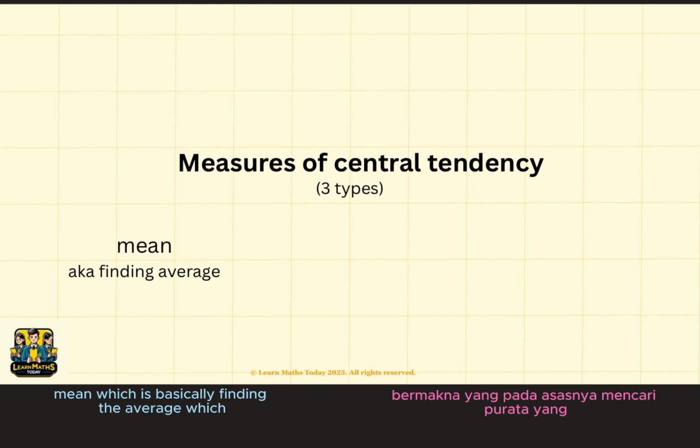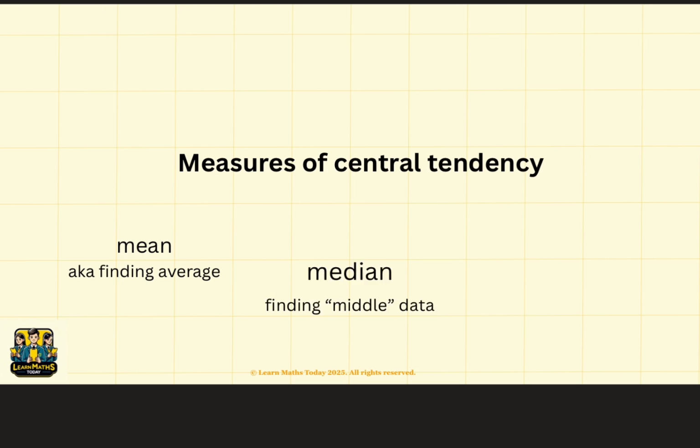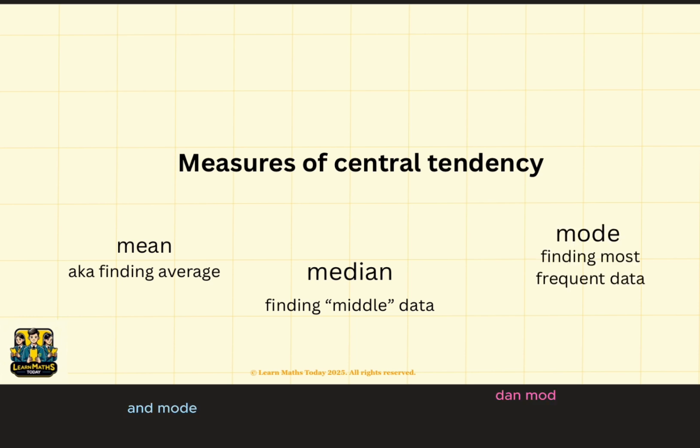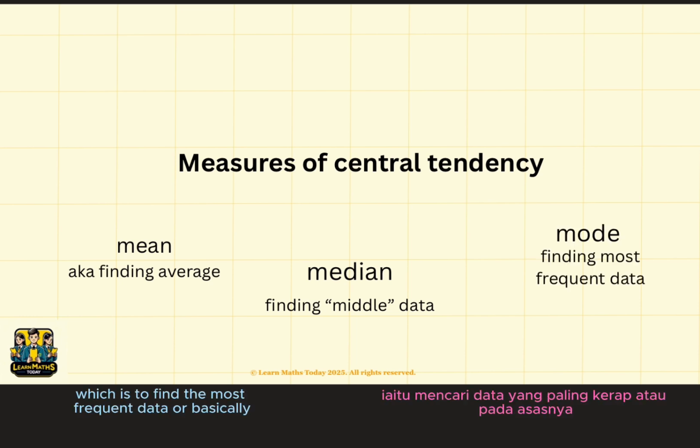Mean, which is basically finding the average, which is what you have been doing since primary 5, okay? Next would be median, which again is to find the middle data. Okay, I'll explain to you what is the middle data, okay? And mode, which is to find the most frequent data, or basically the data that occurs the most number of times.